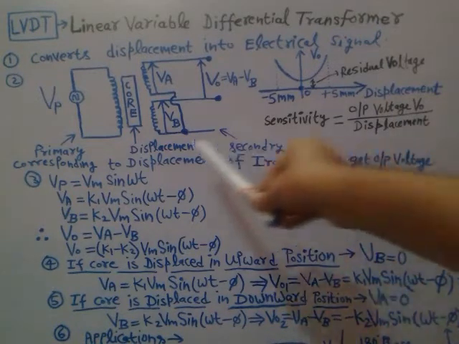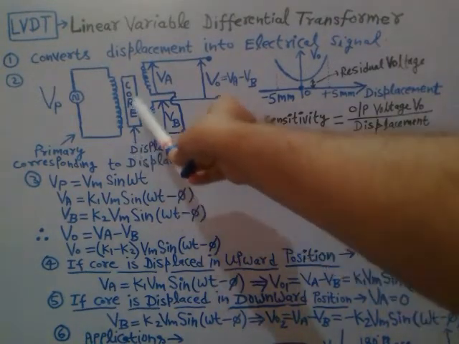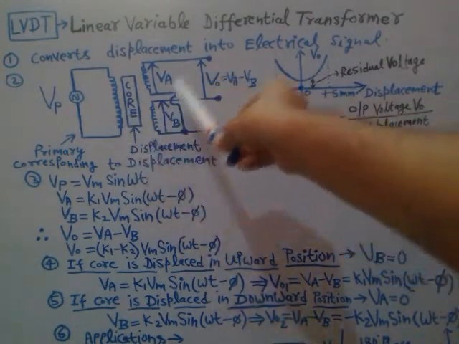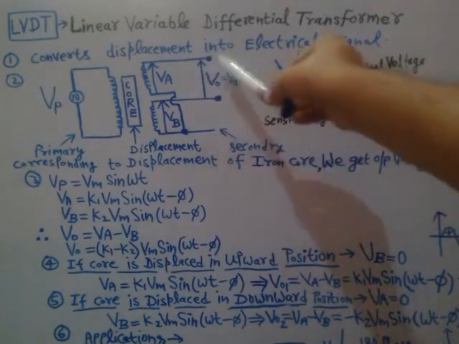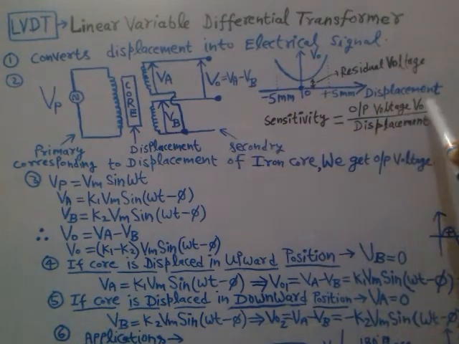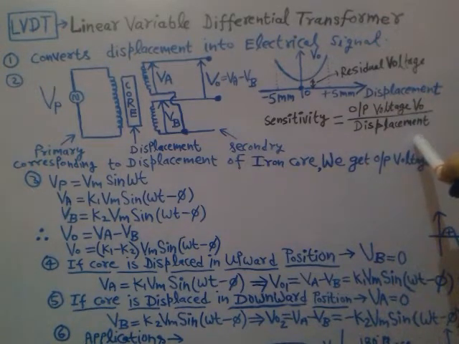Suppose you provide 1 millimeter displacement at the input side. Corresponding to that 1 millimeter, whatever differential output voltage you get at the output secondary winding will be the output voltage V0. Suppose you get an output voltage of 10 volt for a displacement of 1 millimeter. So the sensitivity in this case will be 10 volt divided by 1 millimeter, that means 10 volt per millimeter. That is the sensitivity in that particular case, right?